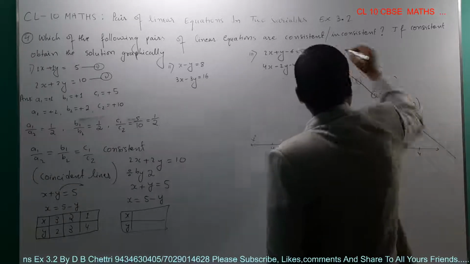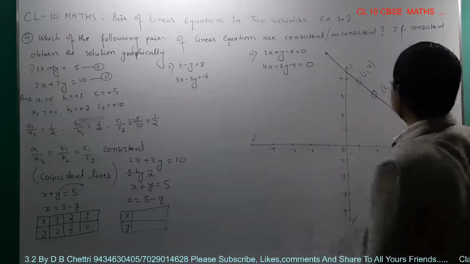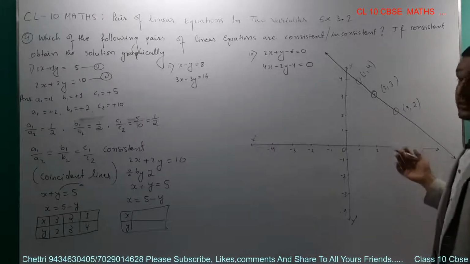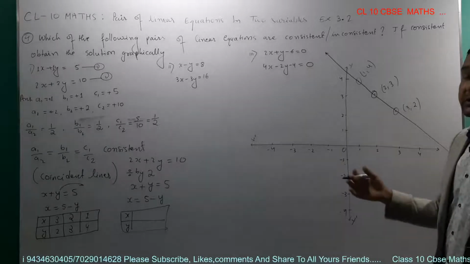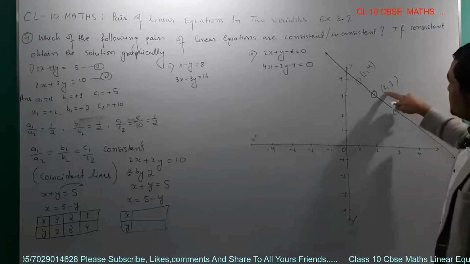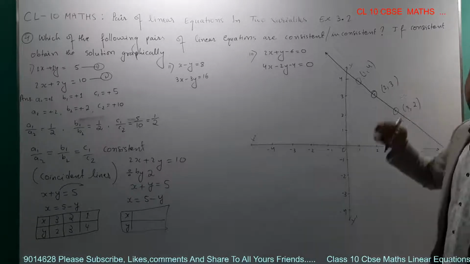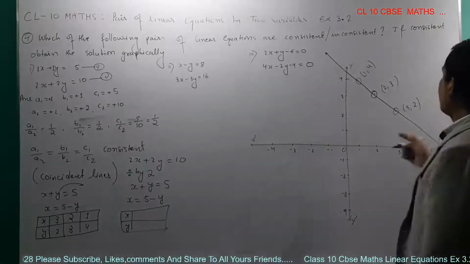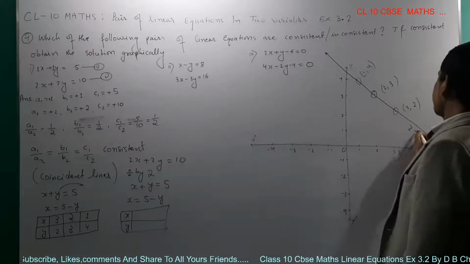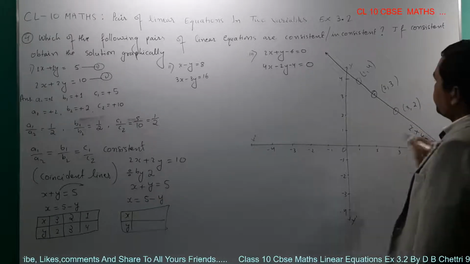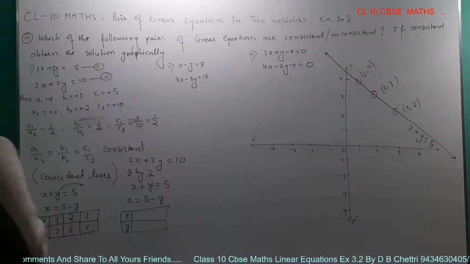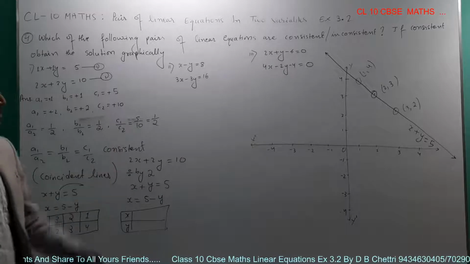Now this is the line, and it is the same line for both equations. That means this type of equation has many solutions, because if x is 3 then y is 2, if x is 2 then y is 3. That's why it's called many solutions. Now write the equation: x plus y equals 5. Now we finish number 1. Now let's take number 2.